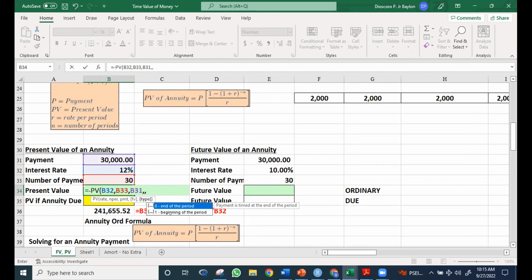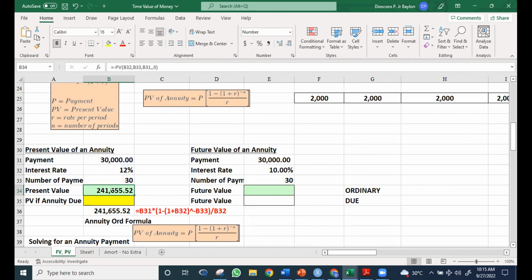And then here is the question of Patricia, the type. The end of the period is annuity ordinary. The beginning of the period is annuity due. So if I want it ordinary, I can type 0, or you can just disregard that. If you don't put anything there, then Excel will read that to be 0, which means ordinary. So you have the same answer.